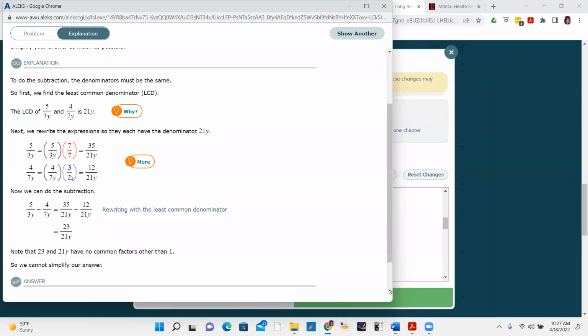So they kind of do them off to the side. I like writing them in a line better.